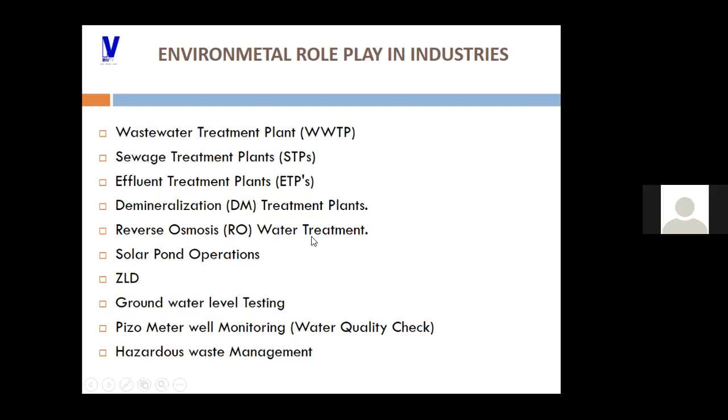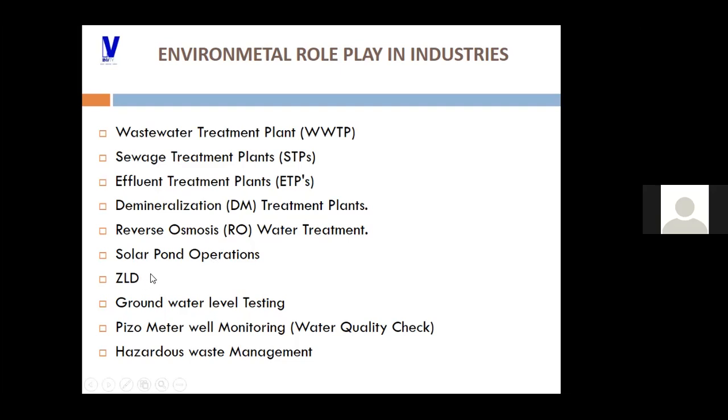Then the RO plant. The RO plant is not applicable for all industries, because many industries spend money on drinking water from outside only. Those having an RO treatment plant also come under the environmental department. And the solar pond, similar to the RO plant. Many of the tier 1 and core industries have these solar pond related operations.